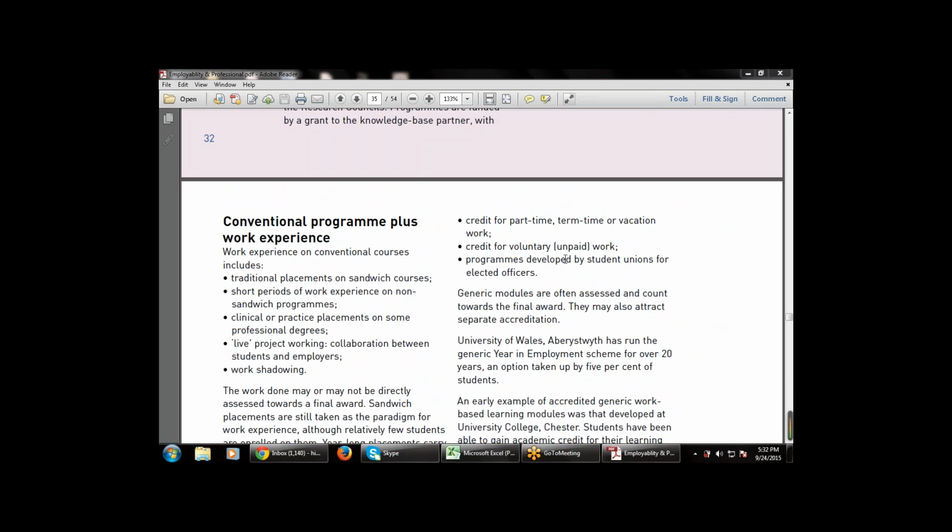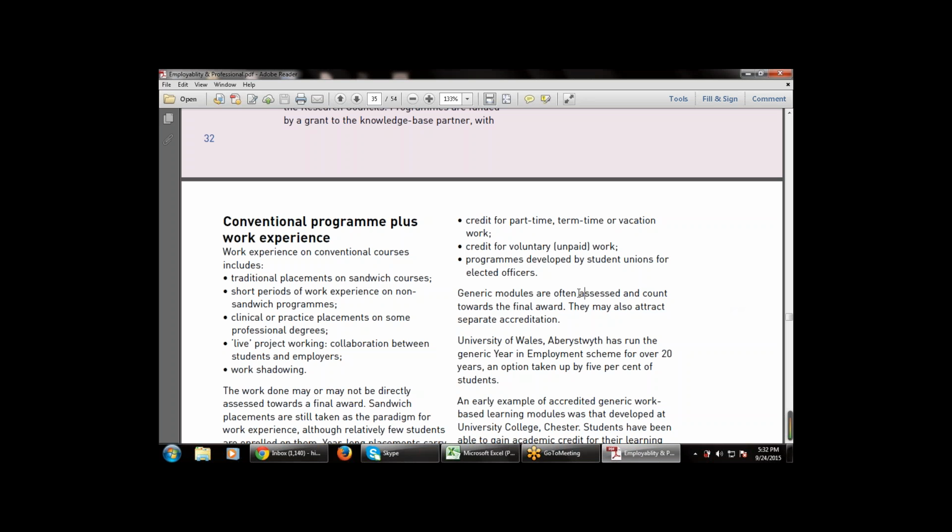And credit for unpaid work, which is also used with the conventional program, and the program developed by the student union for the elected officers. Whosoever the elected officer is, that is also used with the student union.